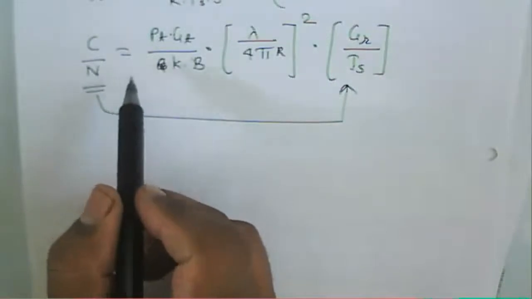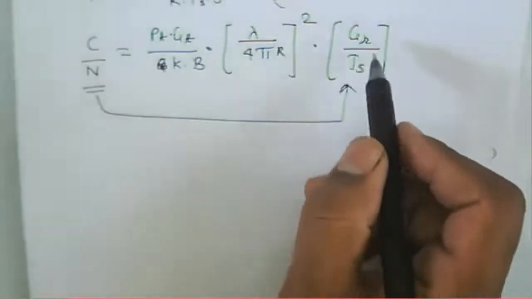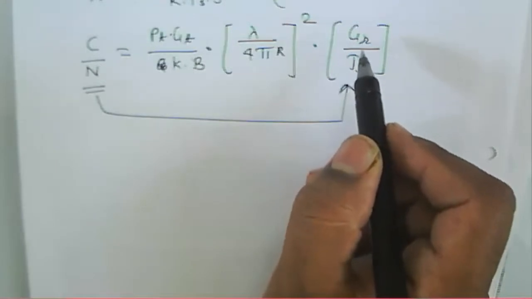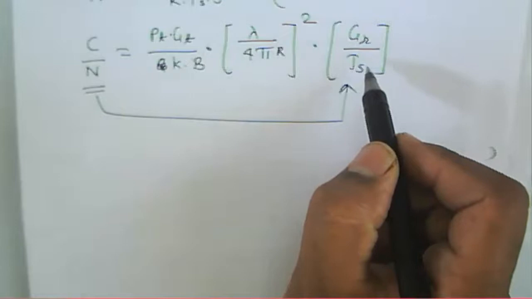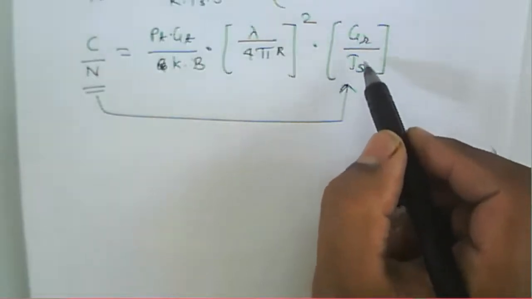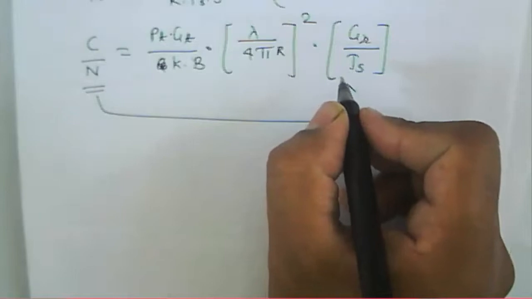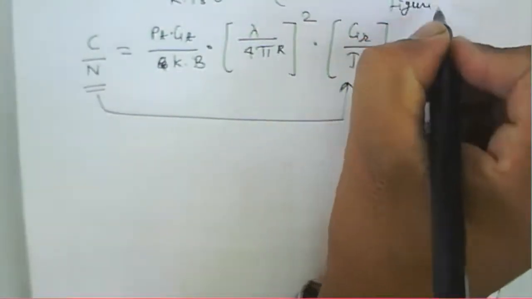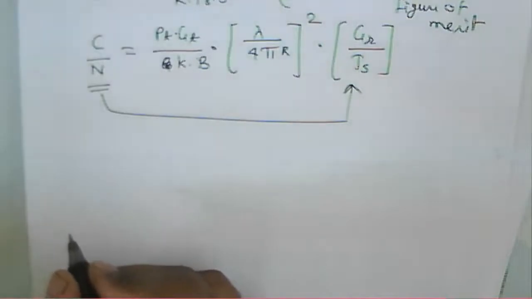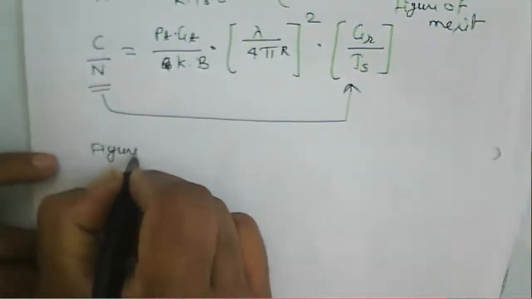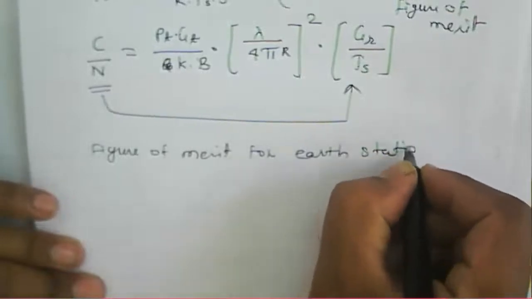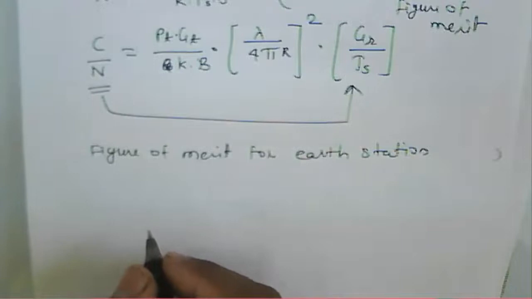But if you see here, the C by N ratio is a function only of the gain of the receiving antenna and the system noise temperature. That is, the ratio of the receive antenna gain to the system noise temperature. And that particular term is called the figure of merit. This is the figure of merit for the Earth station.